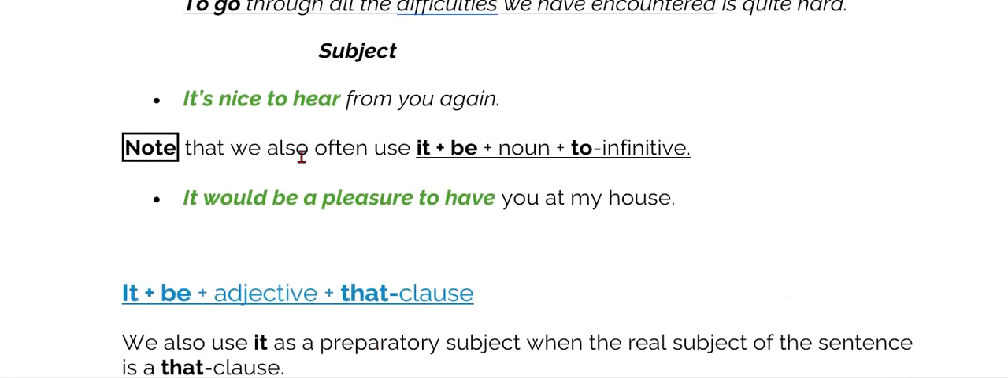We can also use phrases such as it's nice to hear from you again. Note that we also use it plus be plus noun plus to plus infinitive. For example, it would be a pleasure to have you at my house. Again, we don't say to have you at my house would be a pleasure. I told you, do not start with an infinitive. Put the infinitive next. Start with the dummy subject, it.